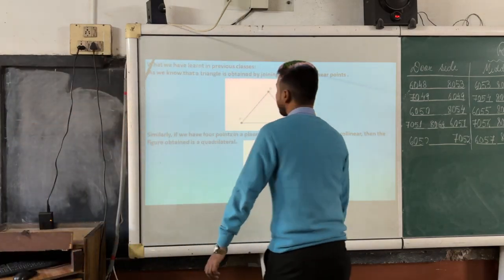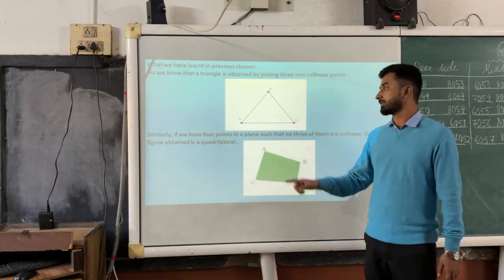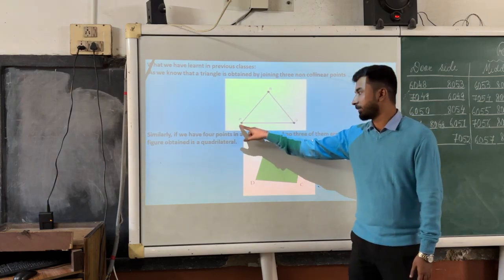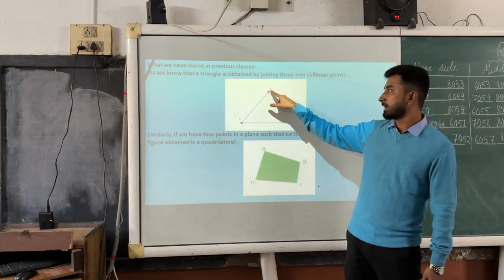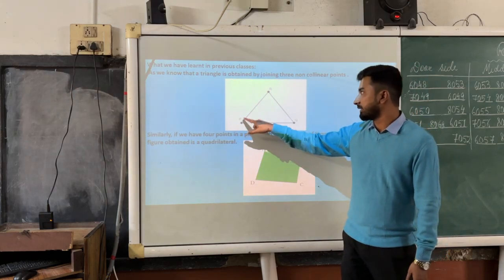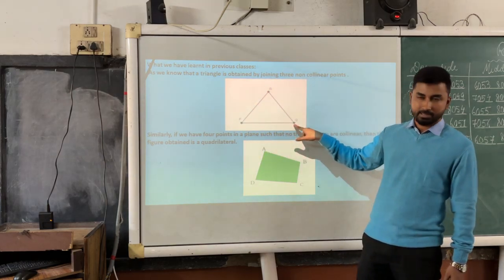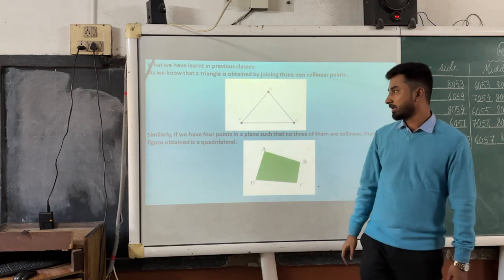So we know that a triangle is obtained by joining 3 non-collinear points. These 3 points, point P, point Q and point R, are non-collinear. That means if I join these 3 points in pairs, we will get a triangle.